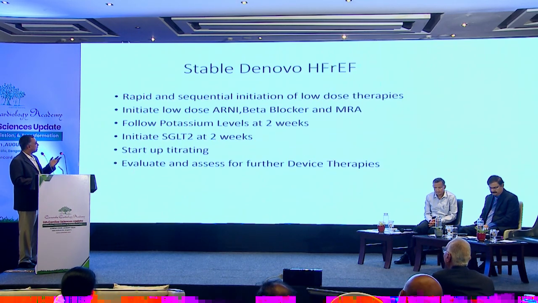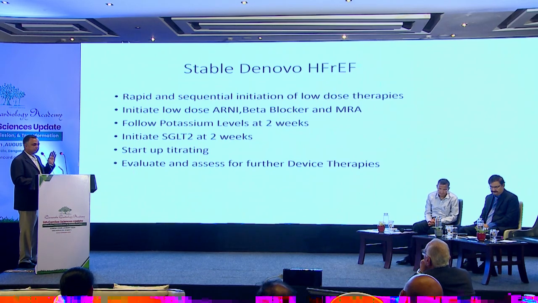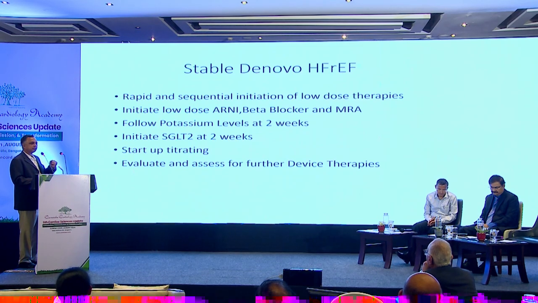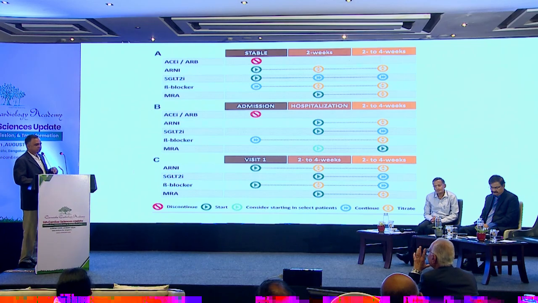If you have a stable de novo heart failure, reduced ejection fraction patient, rapid and sequential initiation of all the low doses therapies, low dose ARNI, low dose beta blocker, add MRA at 2 to 4 weeks, add SGLT2 inhibitors, follow with electrolytes, start uptitrating at 4 weeks, evaluate and assess these patients for further therapies. So this is in nutshell the combination of same things.